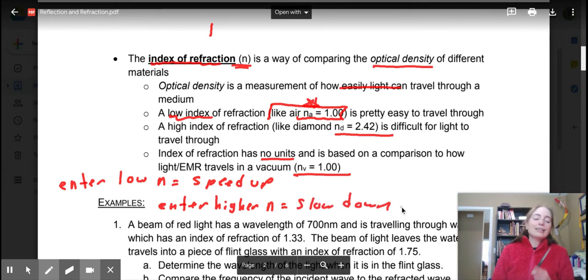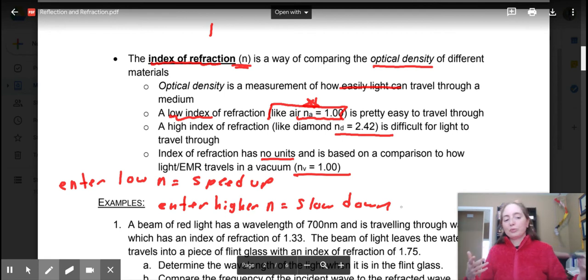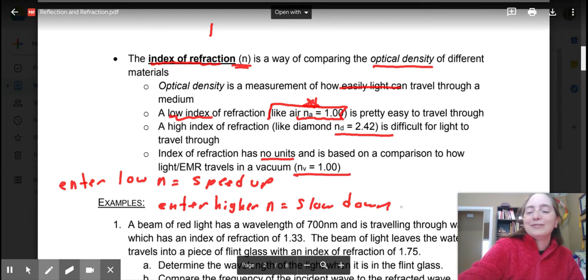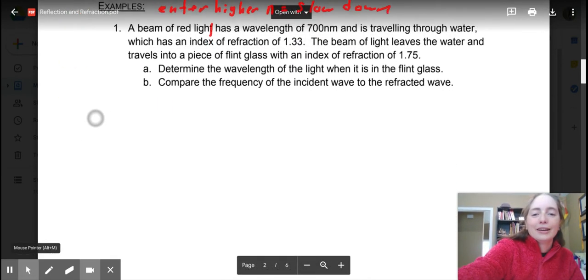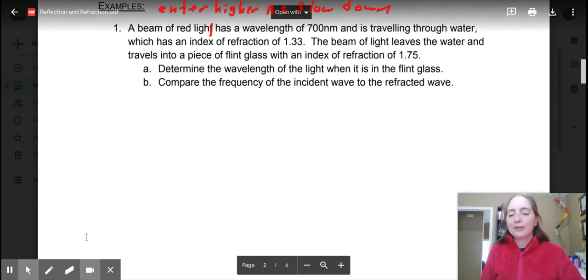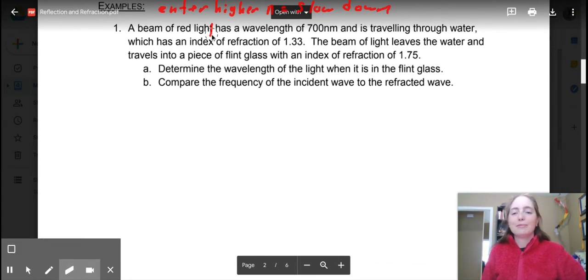So exactly like that idea with running through water and pavement. If you go from pavement to water right away, you're going to slow down because it's harder to move through. Whereas when you're running from water and then onto pavement, you're going to speed up because it's easier. Sounds good? All right. Okay, so let's look at our first practice problem here.